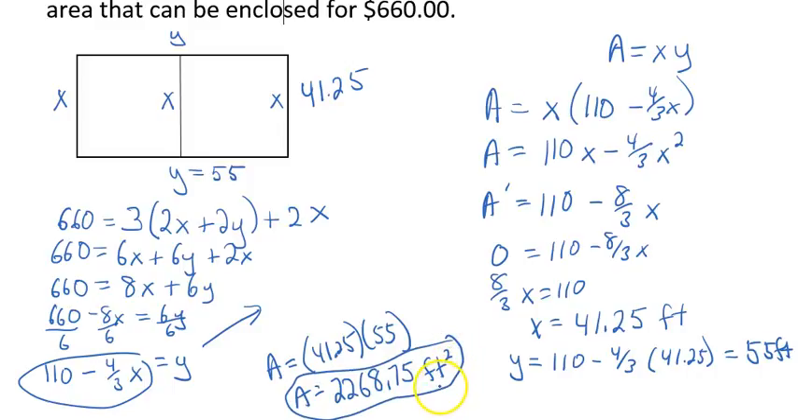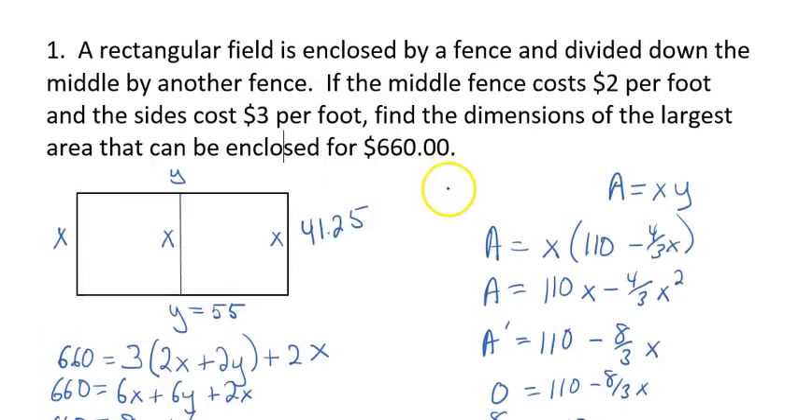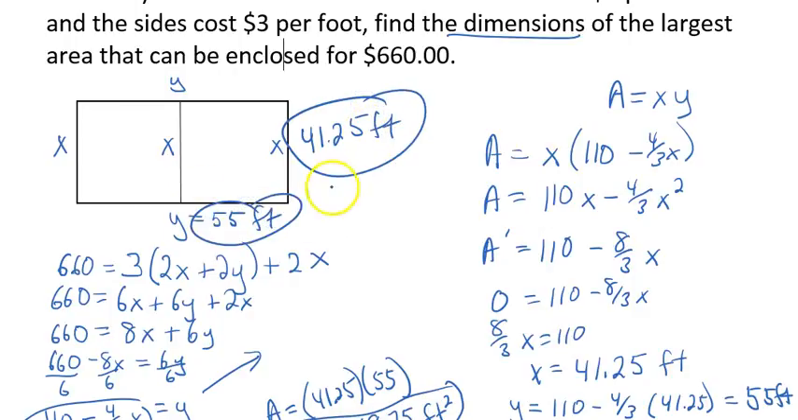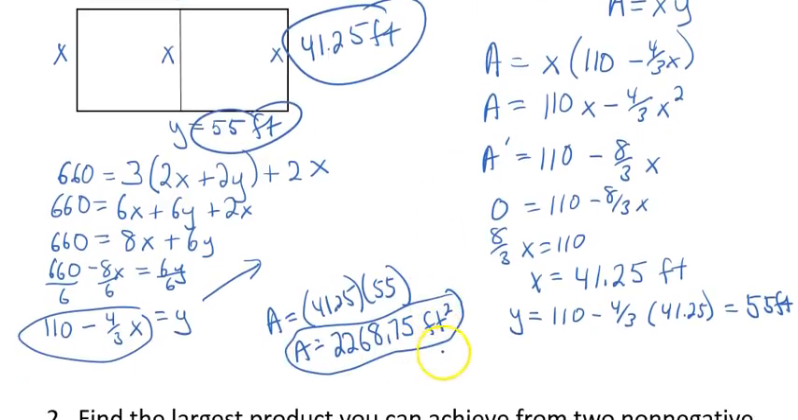I just noticed something. Sorry, reread. Find the dimensions. Dimensions, they weren't asking for area, my bad. They were asking for the dimensions, which would be the 41.25 feet by the 55 feet. But it could have easily asked for area and we calculated it, or I showed you how to calculate it.